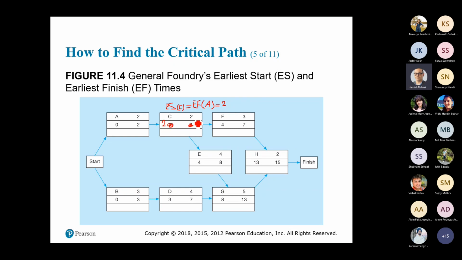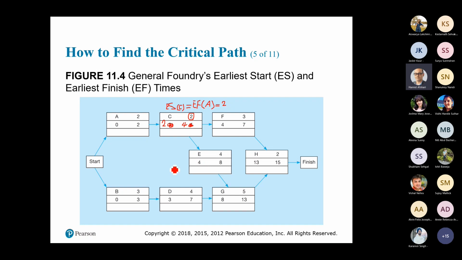And how long would it take to complete activity C? 2 weeks. So it will be 2 plus 2, so it will be 4 weeks. So earliest finish of activity C is 4 weeks. Okay. And the same for E. Can you tell me how can I find the earliest start of activity E? So earliest start of activity E is the largest time of earliest finish of the activities before that. There is only one activity before that, so it will be only 4.